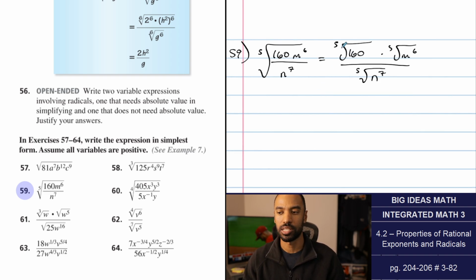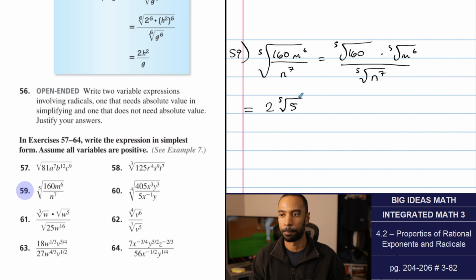First of all, 160 is not a perfect 5th power value. 32 is, and 32 can divide out of 160. The 5th root of 32 is 2, so this becomes 2 times the 5th root of 32 times 5. So 32 times 5 is 160, so 2 times 5th root of 5 for that guy.